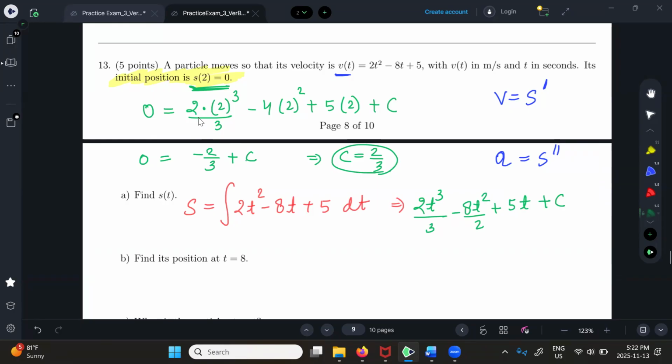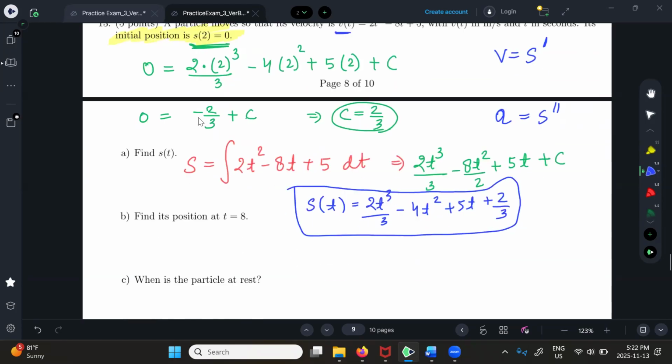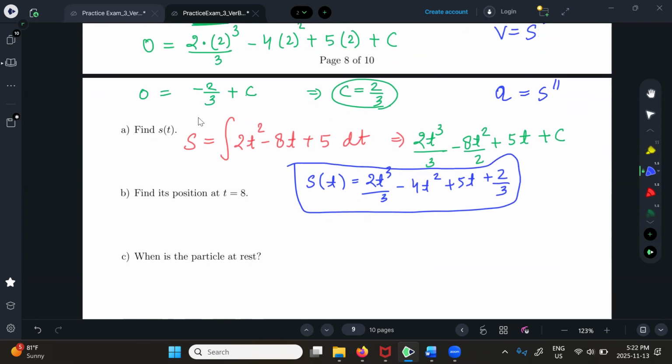Okay, so what is the position vector? It is 2t cubed over 3 minus 4t squared plus 5t plus 2/3. And then it becomes the same thing. Find the position when time is 8. So plug in 8 again. I mean, you can do this.